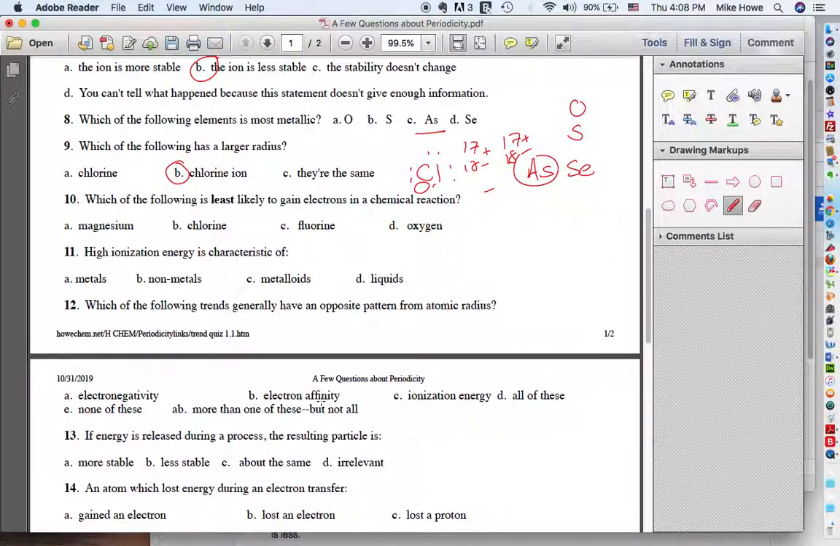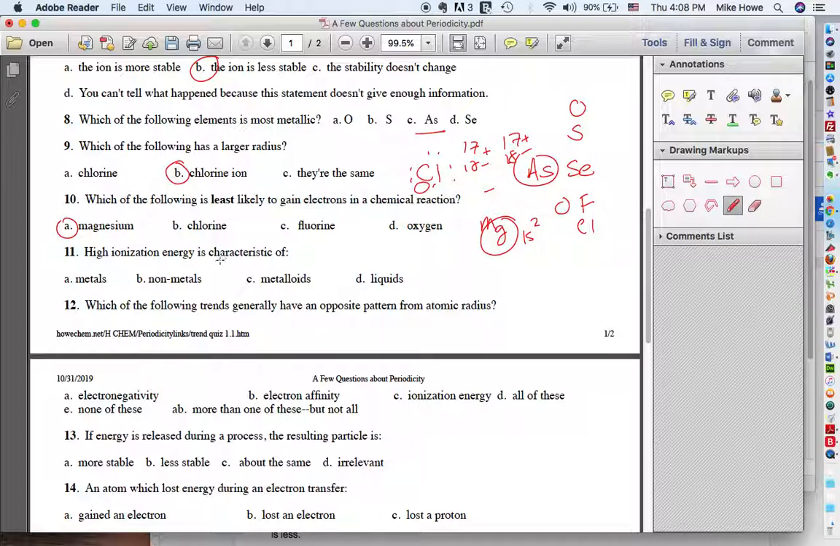All right, which is least likely to gain electrons? Gaining electrons is harder for big ones and easier for small ones, unless the small one has a full outer shell. So you look at these guys, and which is the biggest? You got magnesium way over here on the left side, then in the same series as magnesium, you have chlorine, and fluorine's up above it. Oxygen is over here. So which one of these is the biggest on the periodic table? Not to mention, it's a 1s2 configuration, which also says we don't add electrons. So the answer is A.